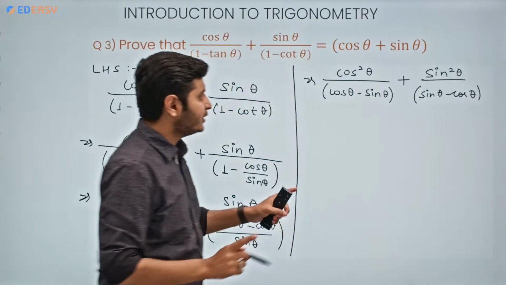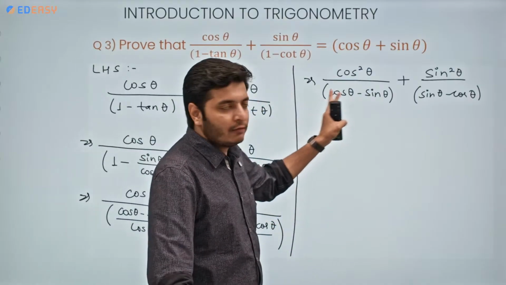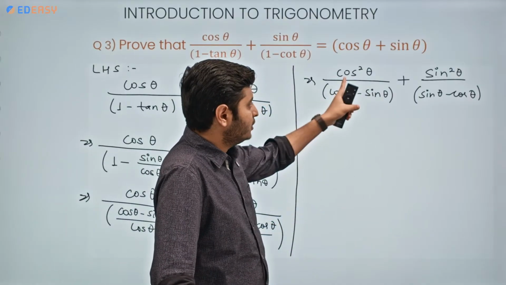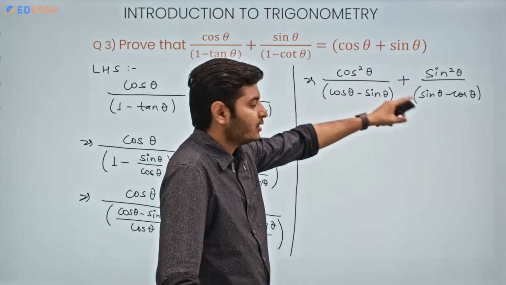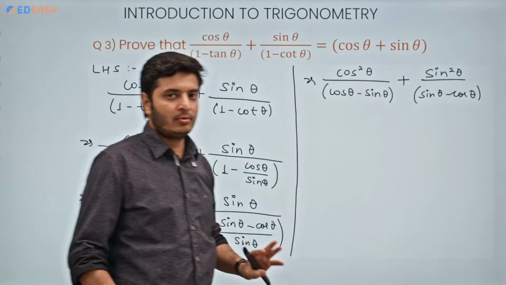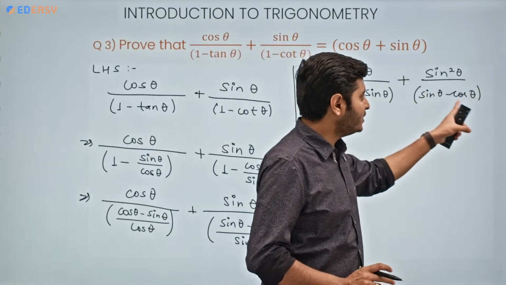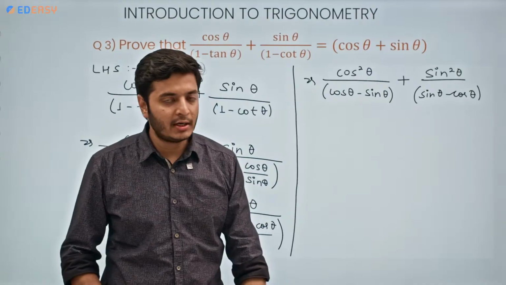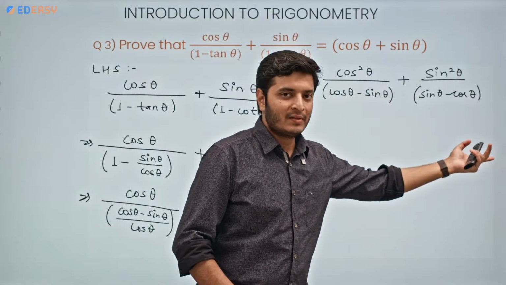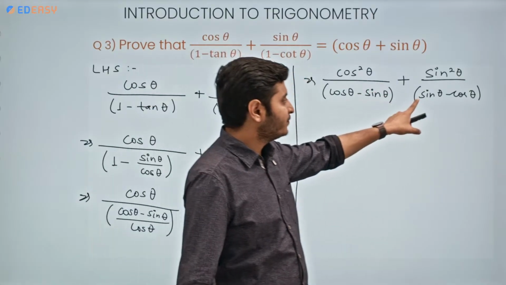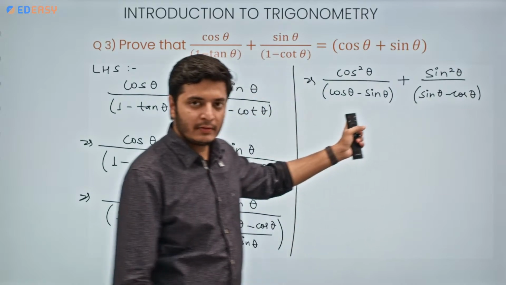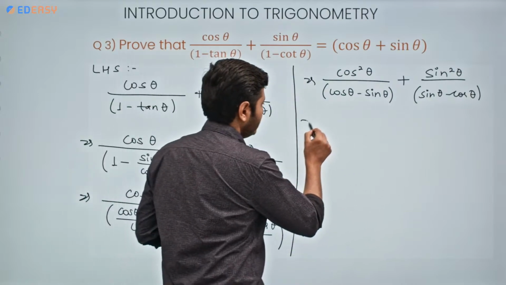Now, look at this. We cannot proceed further because denominators are different, numerators are different. We cannot take anything common. But how about if I take minus sign common from the denominator part of the second term? Then it will become what? Cos theta minus sine theta, same as this one, correct? Okay, let's go with this.